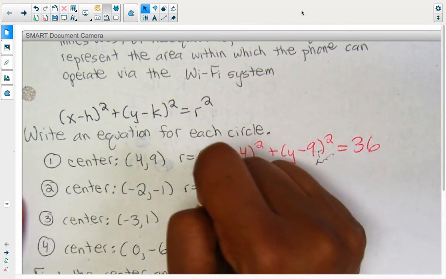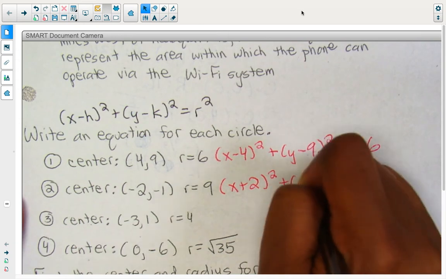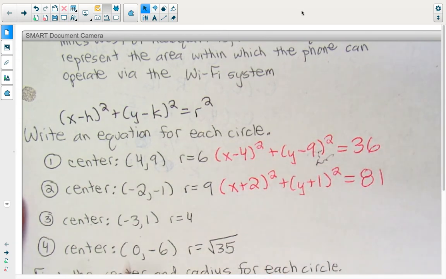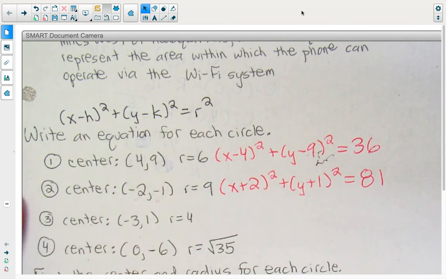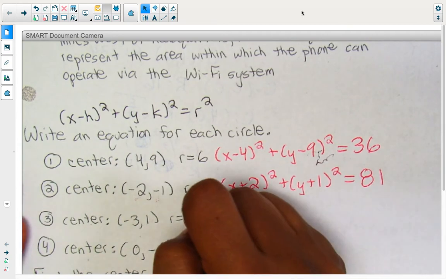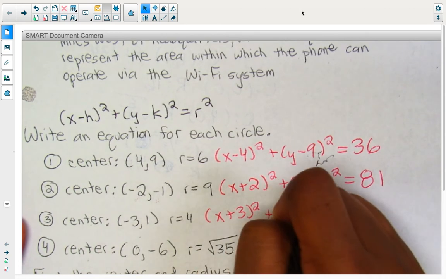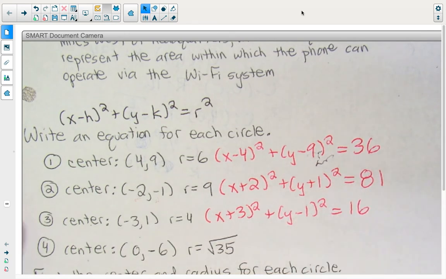The next one's going to be x plus 2 squared plus y plus 1 squared equals 81. Again, take the opposite of this. It goes into your equation, your formula that's up here. That gives you your center. So h, k is the center, and then you take the square root of that, and that'll give you your last number. All right, number 3, x plus 3 squared plus y minus 1 squared equals 16.